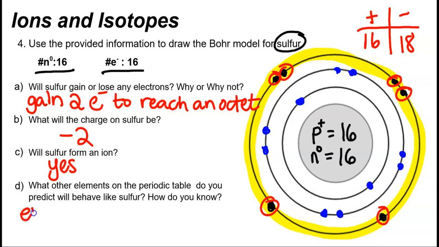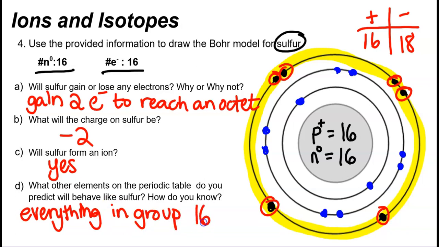So everything in group 16 will behave like sulfur. So we'll put everything in group 16. Groups are also, groups just a word for column of the periodic table. So that is the end of this tutorial.